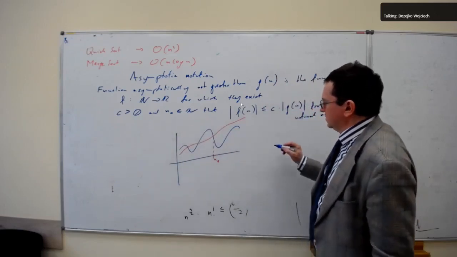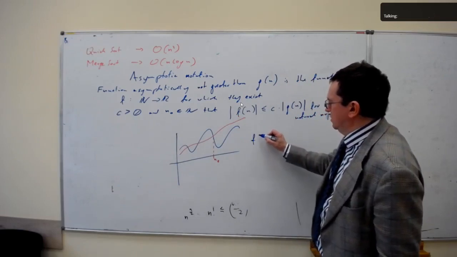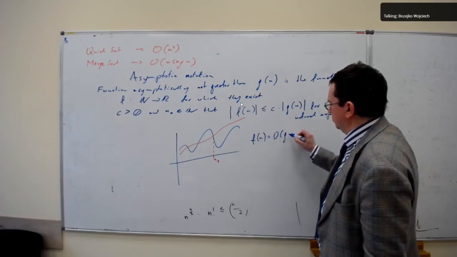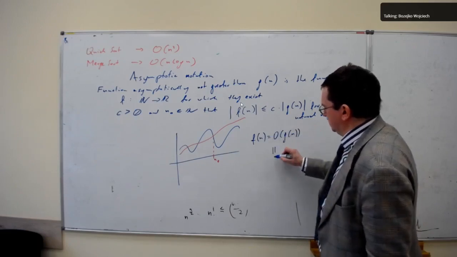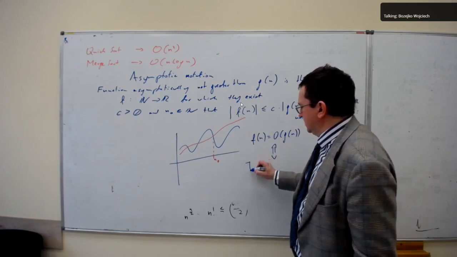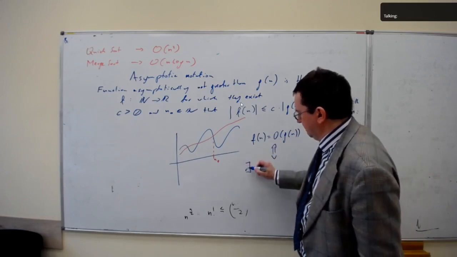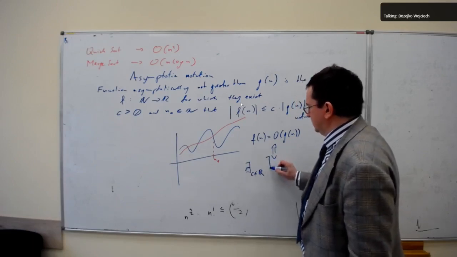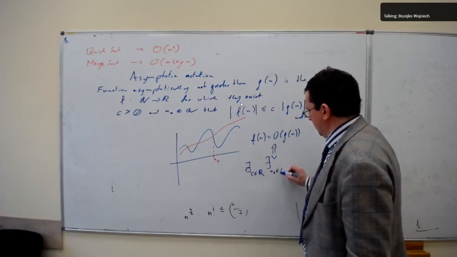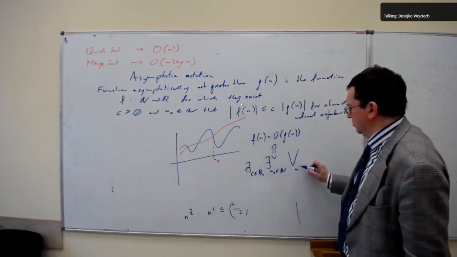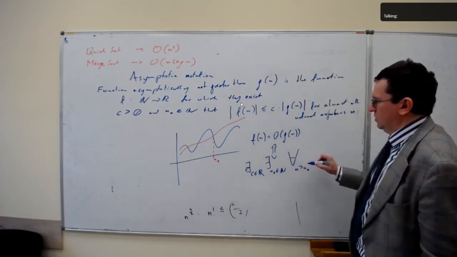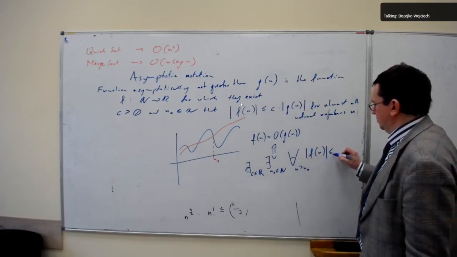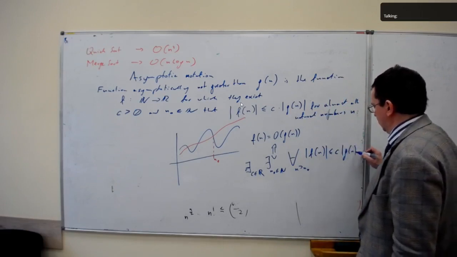So formally, we write that f(n) is big O of g(n), and this is the same as writing that there exists a constant c, and there exists a natural number n0, such that for all n greater than n0, we have that f is smaller than c times g(n).